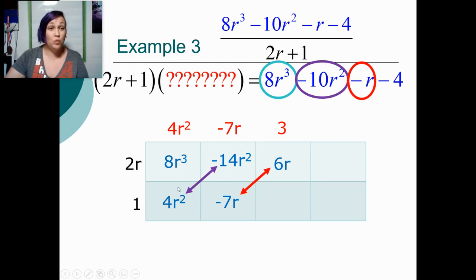3 times 1 is 3. Now here's where it's not going to work out nicely. That was the whole point of the second video: we're going to have a remainder. There's going to be leftover stuff. So 3 can have a diagonal up here, and those two together are supposed to combine to make this negative 4 from the end of the numerator.